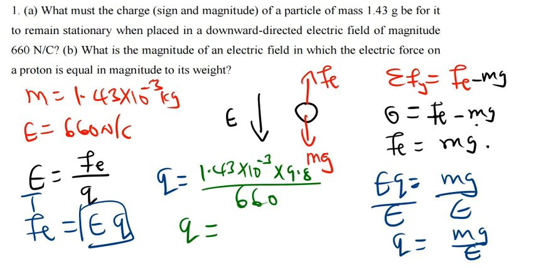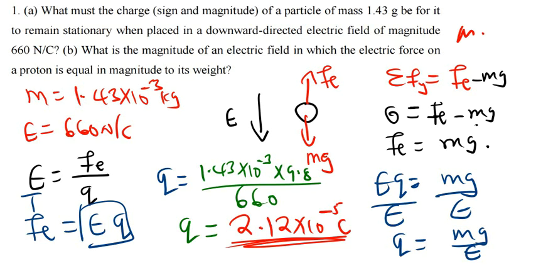It is 2.12 times 10 to the power negative 5 coulomb. That is my charge. Now if I want to report my answer in microcoulomb, I'm supposed to do times 10 to the power 6, meaning that my answer will be in microcoulomb.